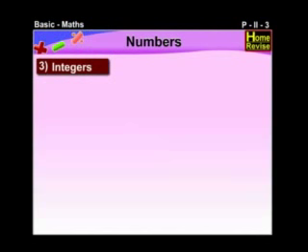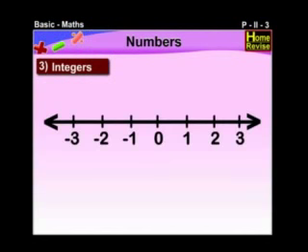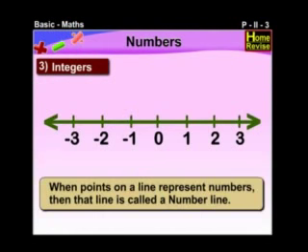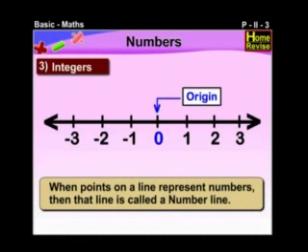Third type, that is integers. Now look at the figure. This is a line, called the number line. When points on a line represent numbers, then that line is called a number line. 0, plus 1, plus 2, plus 3 on the right side, and minus 1, minus 2, minus 3 on the left side. On the number line, the point that represents 0 is called the origin. That is, this point is called the origin of the number line.